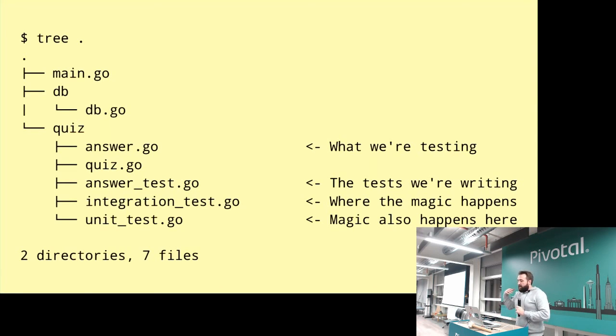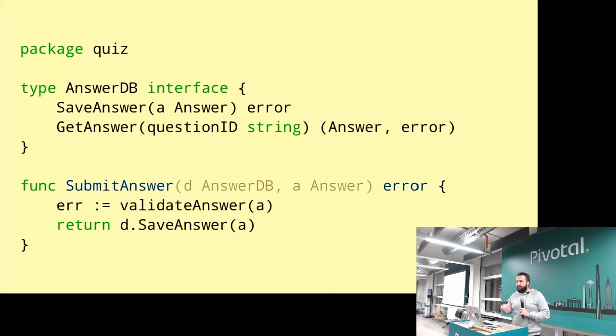So because the database in this is an external adapter, our domain logic here, the quiz package, has to provide an interface that it can fulfill. It's kind of a slow thing. We don't want to depend on it. So AnswerDB will be that interface for this example. And it's pretty simple. We can save answers, and we can get them back out again. That's good enough for now.